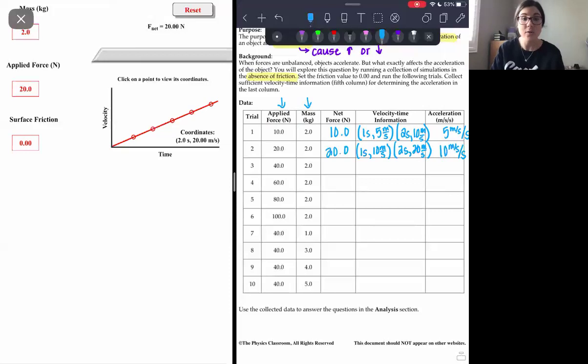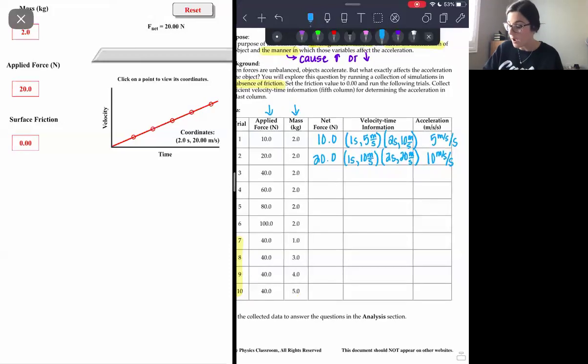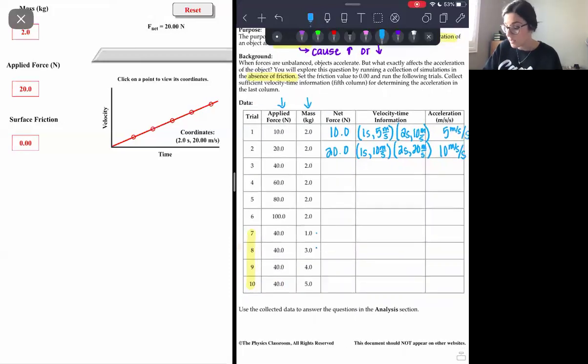So as you complete trials 1 through 6, you're going to see a pattern start to form, which is going to be helpful on the next page, which is your analysis section. Before you do that, though, I'm just going to point out that for trials 7, 8, 9, and 10, you start to see a difference in your values. And it's very important that you're paying attention to not only how your applied force is different, but also how your mass is different. So for trials 7, 8, 9, and 10, your mass is changing.